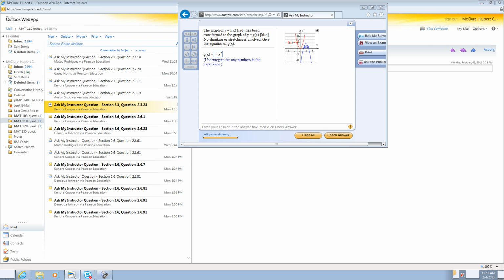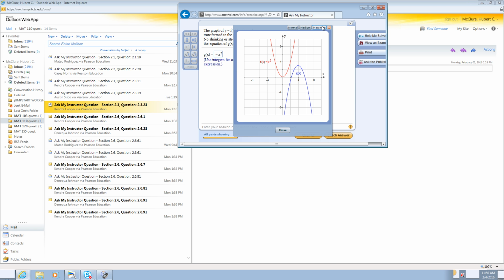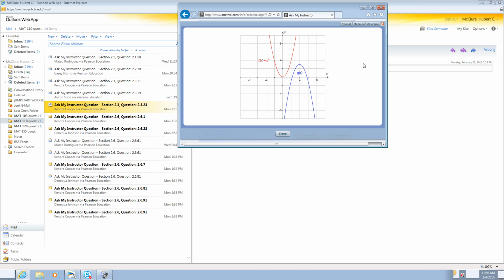Yeah. The graph of y is equal to f of x is in red. Everybody with me? Has been transformed to the graph in blue over here. Give the equation. Okay, so let's blow it up so y'all can see even better.